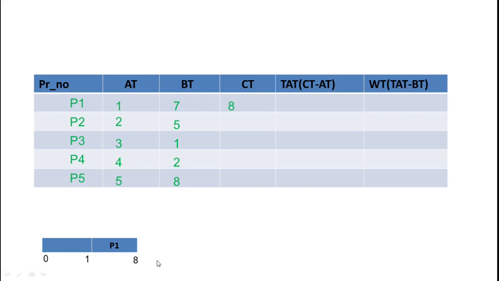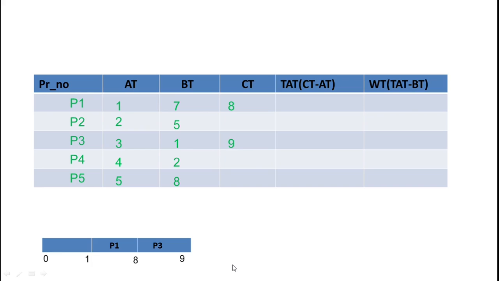So let's start drawing the Gantt chart. P3 will execute for 1 millisecond. So the completion time of P3 will become 8 plus 1 is equal to 9, and we will note down the completion time of P3. Now, 3 processes remain to execute, that is P2, P4 and P5.